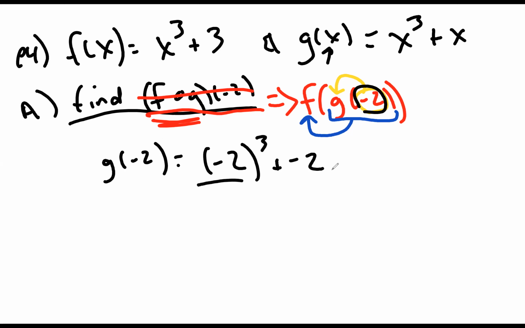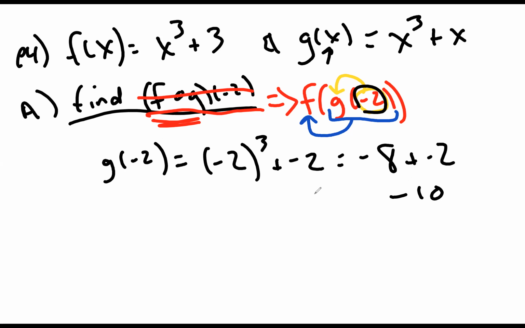Now I'm just calculating this. When I take -2 and raise it to the third, that's -2 times -2 times -2, which gives me -8, and then plus -2. Well, -8 plus -2 is -10. Everybody on the same page so far?